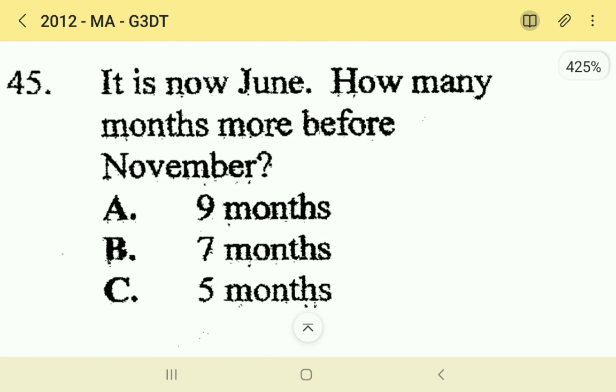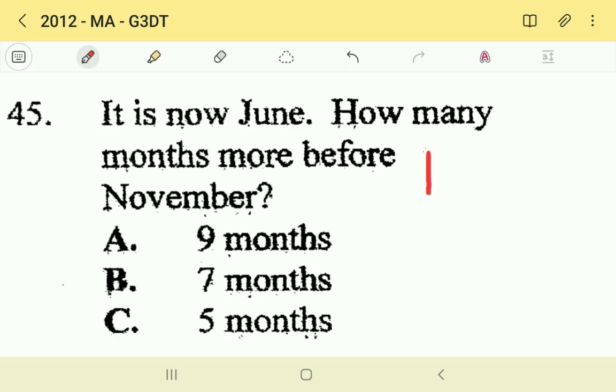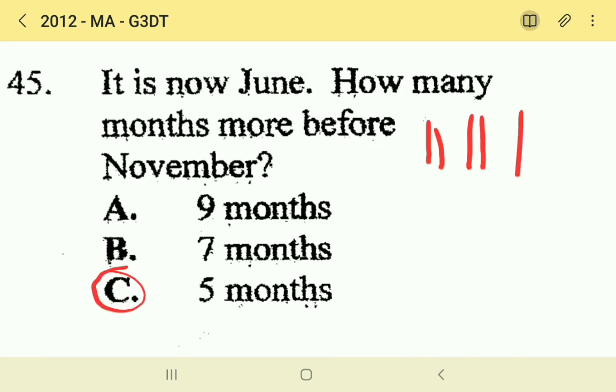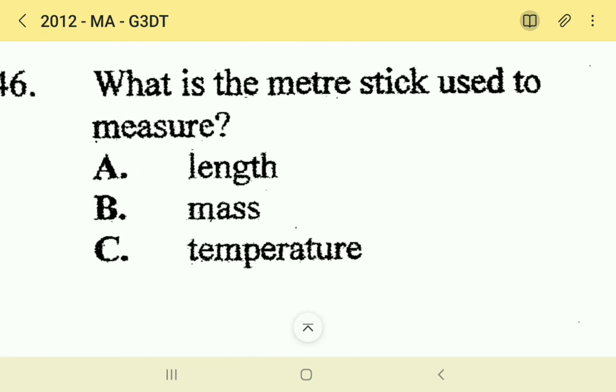45. It is now June. How many months more before November? So you're at June, then you're gonna have July, August, September, October, November. How many more months before November? It's 5 months. Moving on to 46.